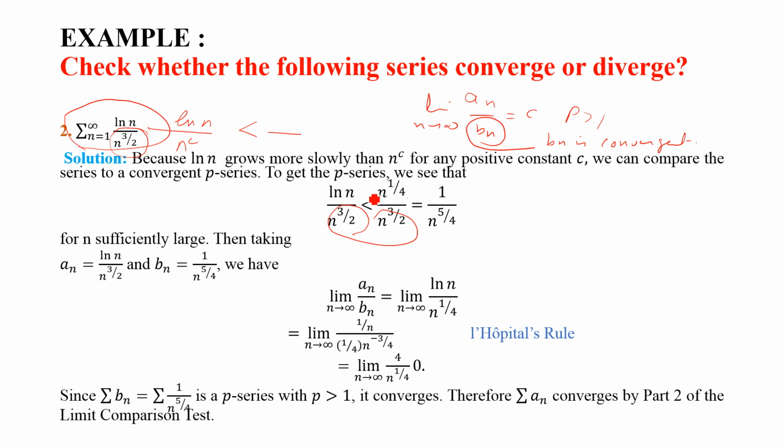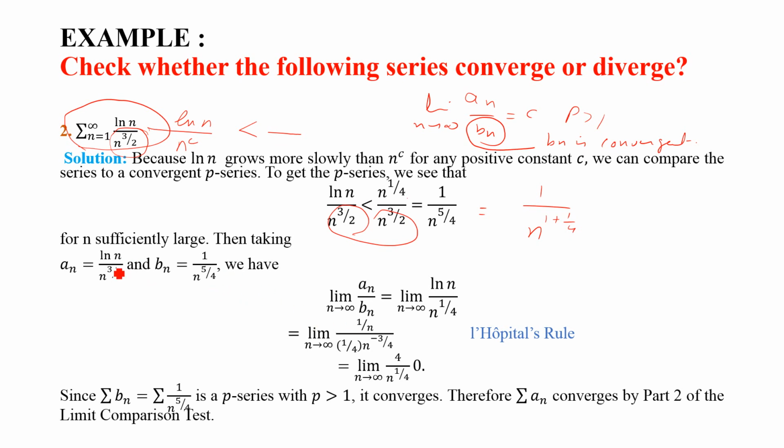So n to the power 1 over 4 is greater than the natural log of n. Now just simplify it. We have 1 over n to the power 5 over 4. That is, 1 over n to the power 1 plus 1 over 4. That is, p is greater than 1 here. So for n sufficiently large, an is equal to log of n over n to the power 3 by 2, and bn is equal to 1 over n to the power 5 by 4.